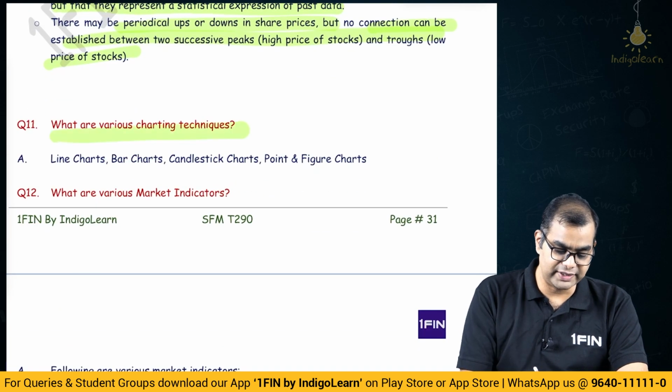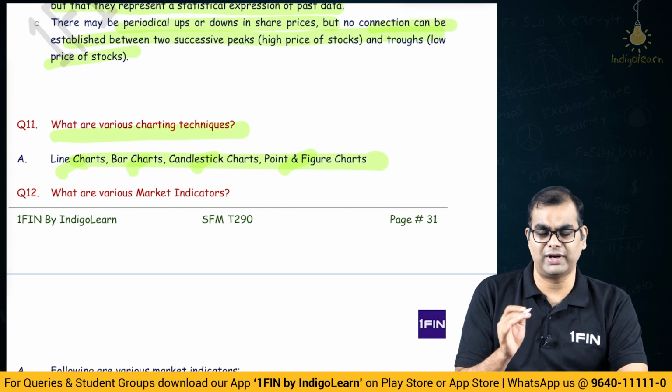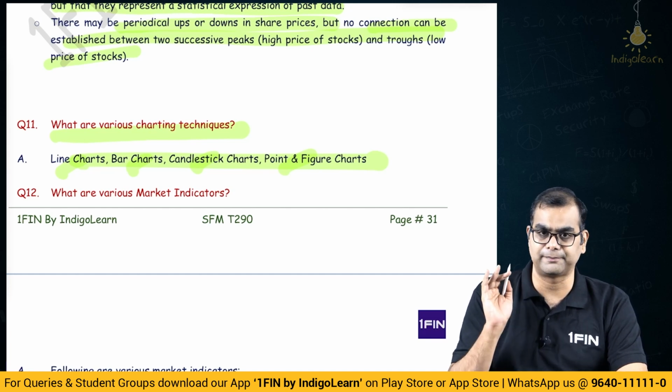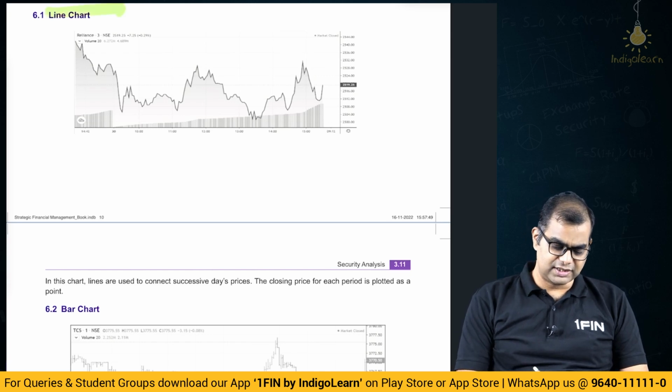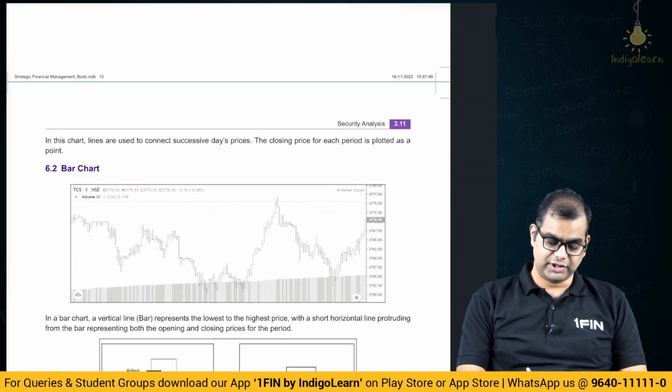Then we look at what the various charting techniques are. I will explain this in detail. You have line charts, bar charts, candlestick charts, point and figure charts. Okay, these are various kinds of charts. While this may not be an important question, I think this is something that is there as part of this particular chapter. So what are the various charting techniques? You have the line chart, a simple line chart. You basically plot which way the price is moving along with the volume. That's all. Then there is something called a bar chart.